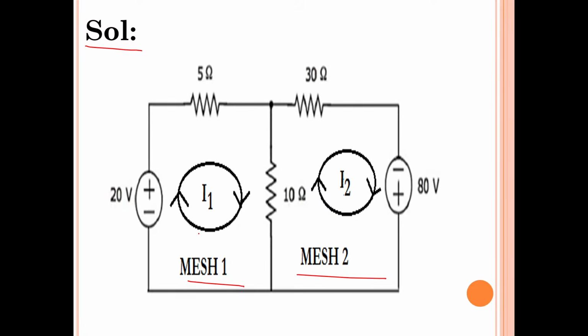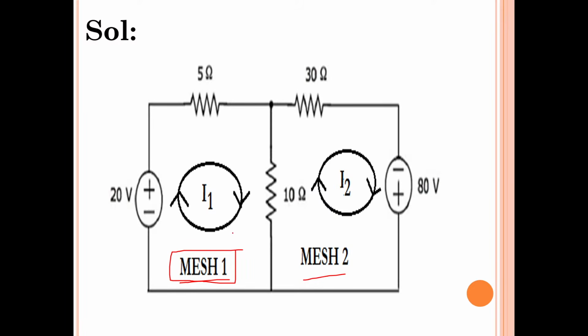So here, now our mesh currents are I1 and I2. I hope you might have drawn it. Now here we have two meshes. So let us start with mesh 1. Let us consider mesh 1.